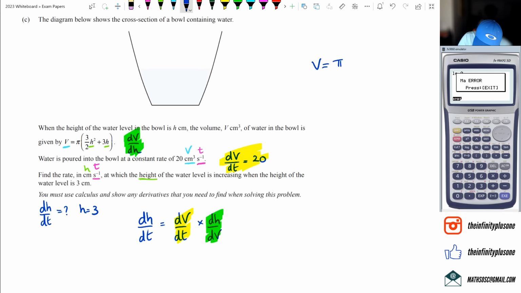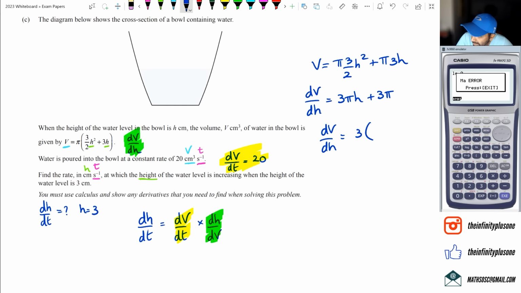So I've got pi times 3/2 h squared plus pi times 3h. I've just expanded that pi into the bracket to make it easy for me. Then I can do dV/dh, which is equal to 3 pi h, the squared and the 2 disappears, plus the h goes away, which is 3 pi. So dV/dh is equal to 3 pi.